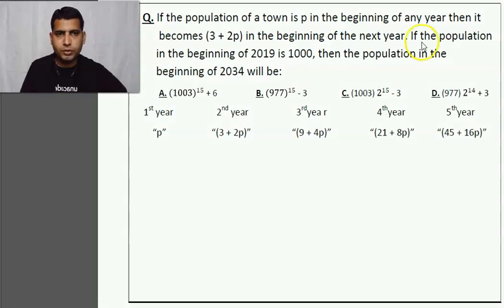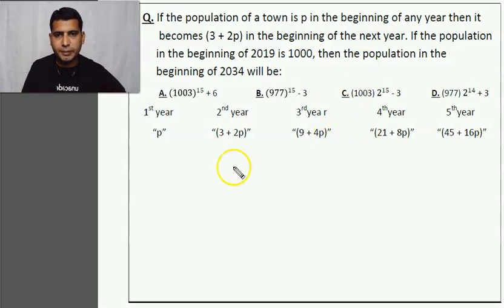Likewise, in the first year the population is p, second year 3 plus 2p, third year 9 plus 4p, and likewise in the beginning of the fifth year, it was 45 plus 16p. And why have I done this? Because with the help of this tabular arrangement, I may be easily able to find the general term for this question, or I can understand the pattern easily from this arrangement.